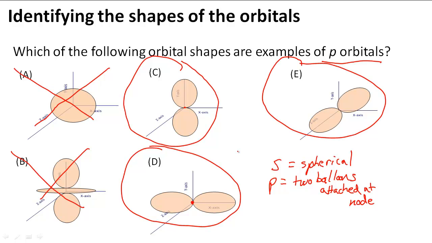So for the answers for this question, C, D, and E are our p orbitals, the three p orbitals that are possible.